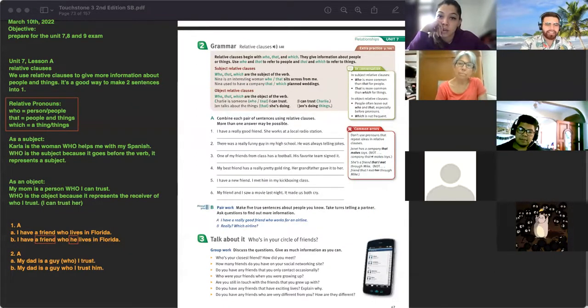Choose the correct sentence. Number 3, this one is for Rociel.